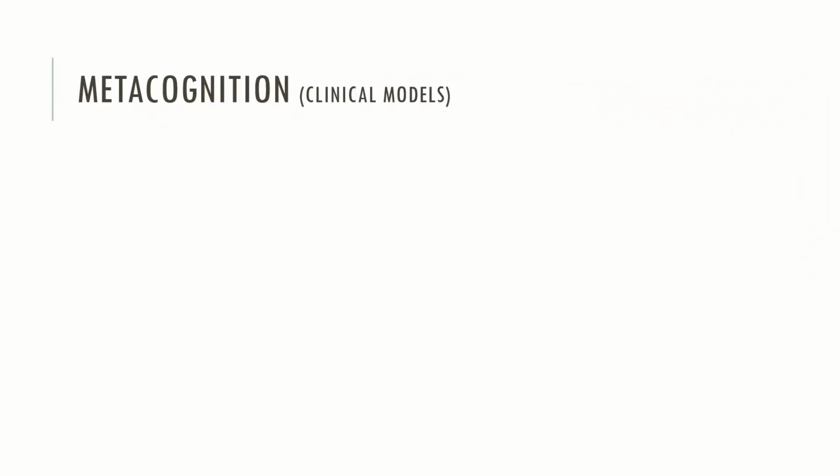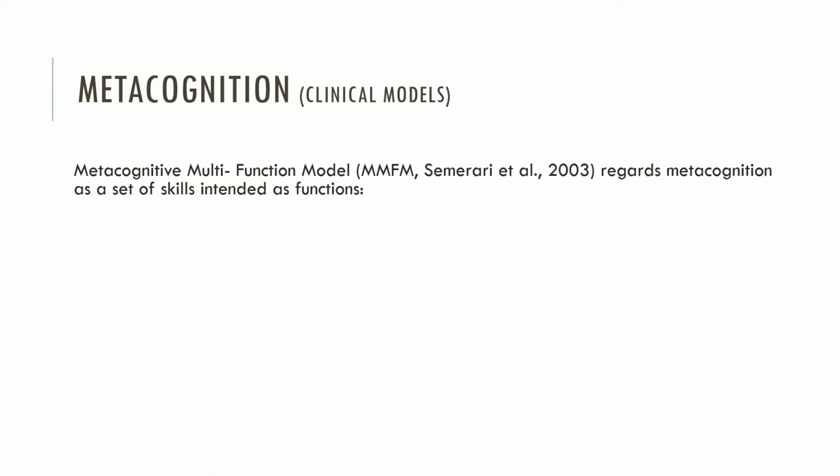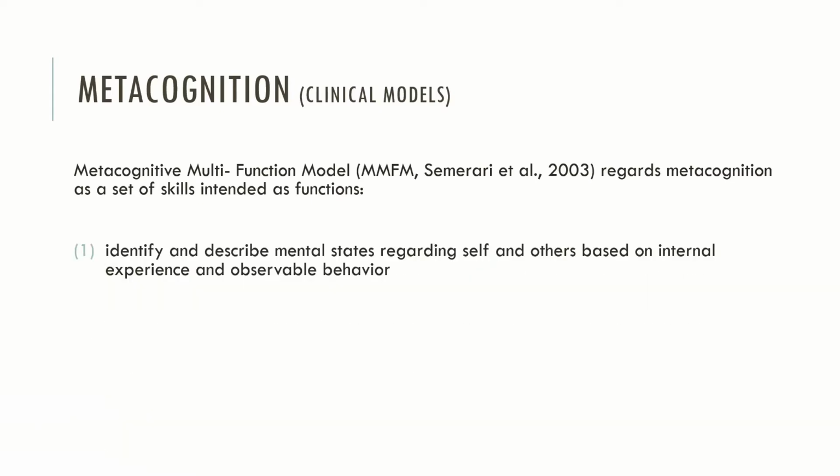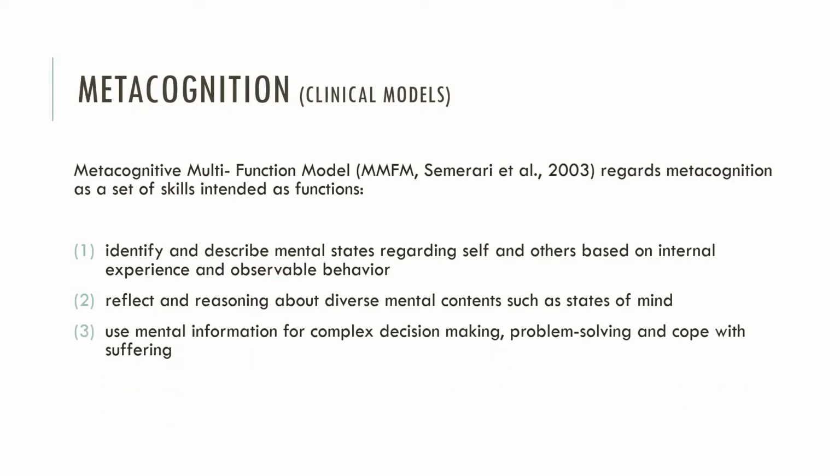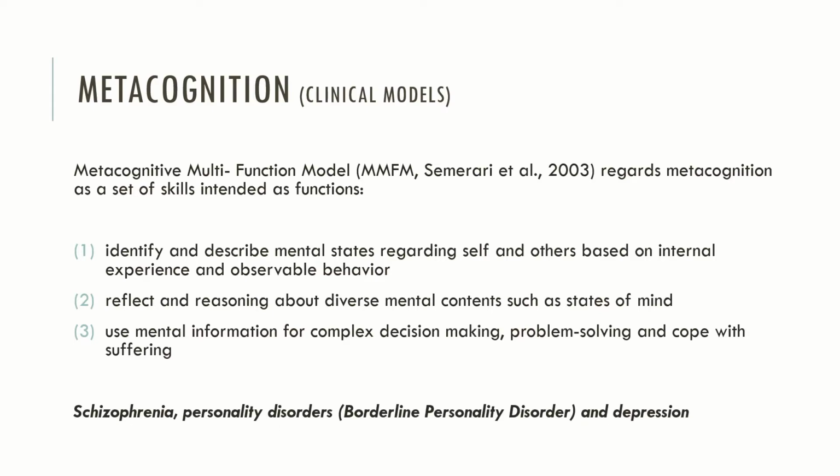The first one is the metacognitive multifunction model that was developed by Semerari and colleagues and regards metacognition as a set of intended functions. The first is to identify and describe mental states regarding self and others based on internal experience and observable behavior. The second is to reflect and reason about these diverse mental contents, such as states of mind. Third, to use the mental information for complex decision making and problem solving, and to use this information to cope with inner suffering. Lots of research has studied the application of this model to neuropsychiatric or psychiatric disorders such as schizophrenia, personality disorders, and depression.